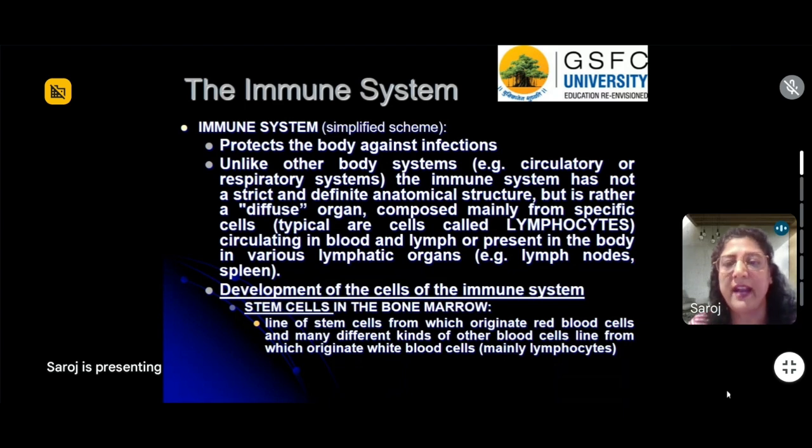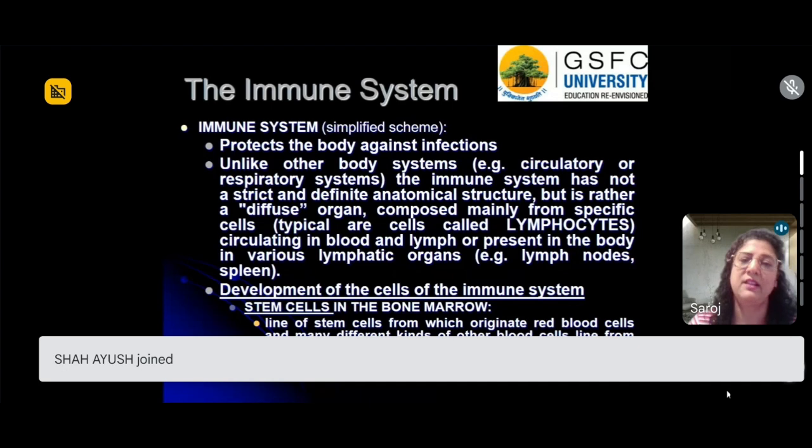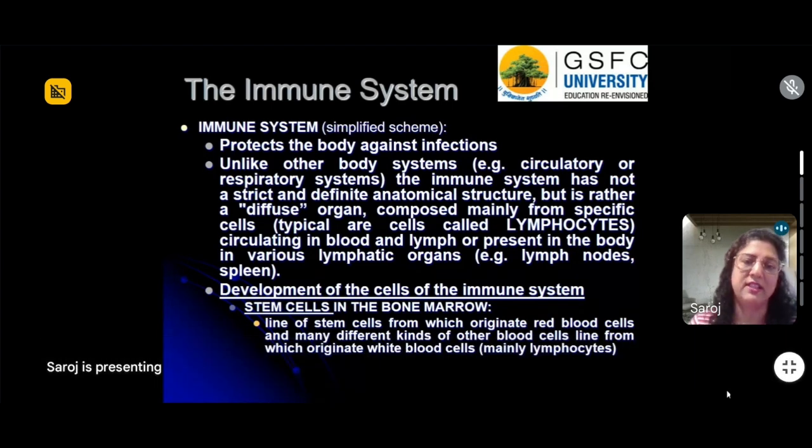But unlike these defined body systems, when we talk about the immune system, it is a very diffused kind of system, because most of it is in a dynamic state. Most of it is specific cells which are moving around in your entire blood and lymph system, so part of your lymphatic system. Where are we getting these cells of our immune system from? Of course, they are developing in the bone marrow.